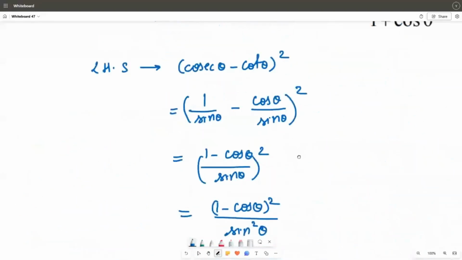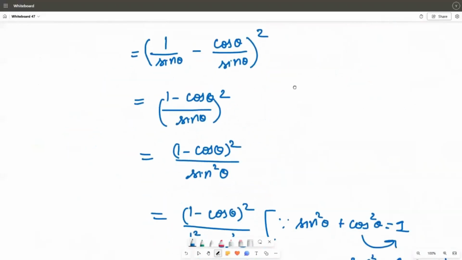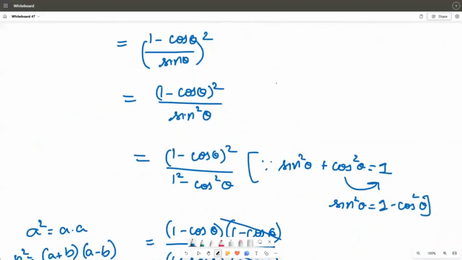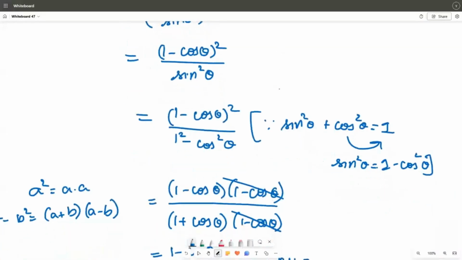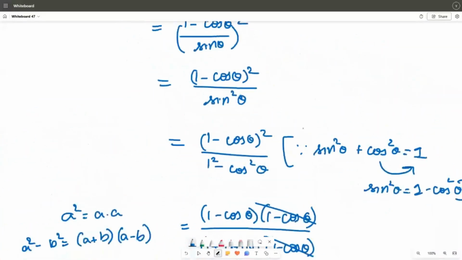So we took the LHS, which is cosecant theta minus cot theta whole square. I have replaced them with their sine and cos equivalents. So cosecant theta is 1 by sine theta, and cot theta is cos theta by sine theta. So I took the LCM. I have taken the squares on both numerator and denominator. I have divided them individually and calculated them out in the last step.